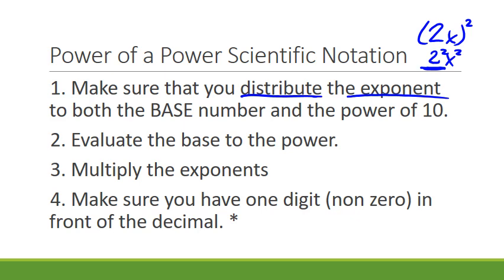Step 3, we multiply the exponents. Remember, when we have a power to a power, we multiply the exponents. So these are our exponent rules from before. These are old news. And the last step, as always, is to make sure your number out front is between 1 and 10.